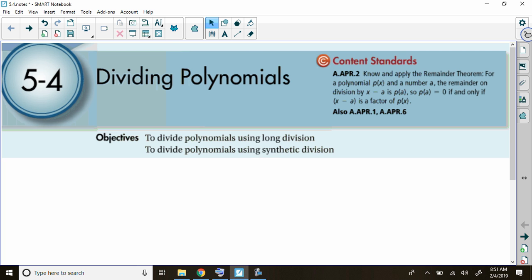Last Friday, my Algebra 2 classes were in groups, and they actually did this. So some of the stuff shouldn't be brand spanking new unless they weren't here on Friday. So I'd like to get some of the theory out of the way first. So again, the title is 5-4, Dividing Polynomials.